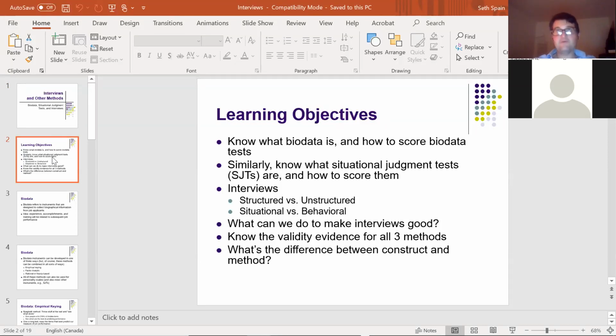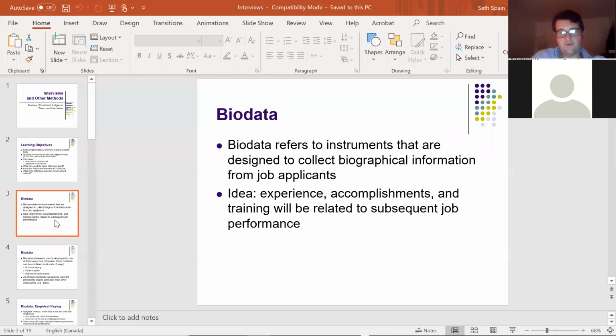In particular, we're going to focus on two dichotomous categories that interviews can jointly fall in, that greatly affect how well interviews predict people's success on the job: structured versus unstructured interviews, and situational versus behavioral interviews. We're really going to focus on what we can do to make our interviews good. The first thing we'll talk about is biographical data.